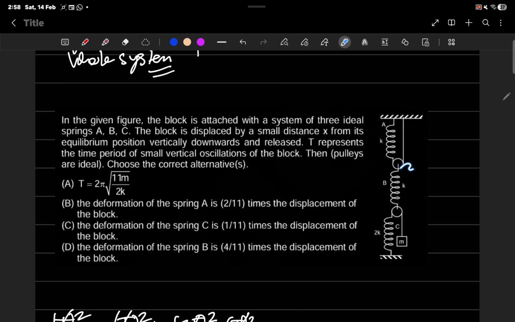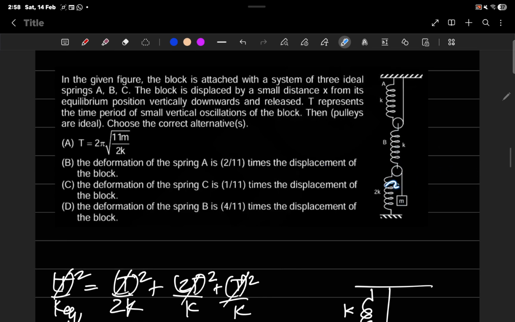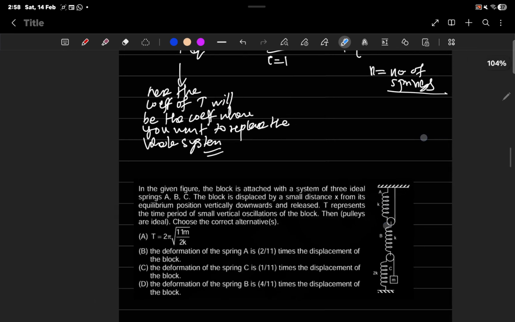We have a spring connected to a pulley, connected to a spring, connected to a pulley, and then a spring, and then a block. And we have to find basically the extension of each and every one of those springs, how much the block goes down, and the time period of the whole system.